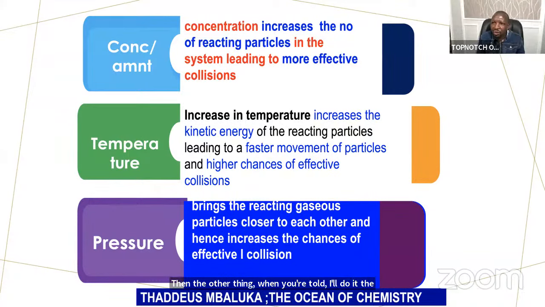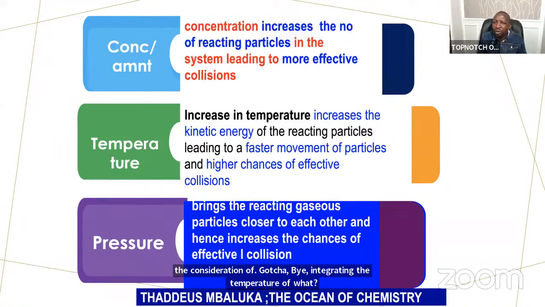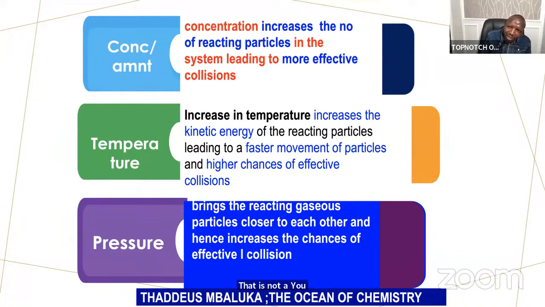Then the other thing, when you're asked how do you increase the rate of reaction between calcium carbonate and HCl, another student will say, by increasing the temperature of what? That is not an answer. Can you increase the temperature of calcium carbonate? No. When you are doing that kind of variation properly, you simply warm the acid. So you say, warm the acid.